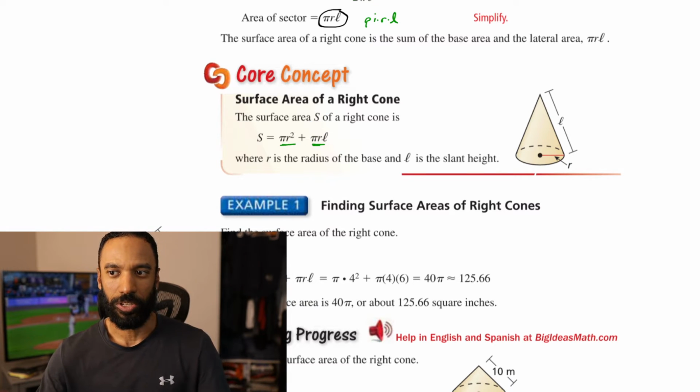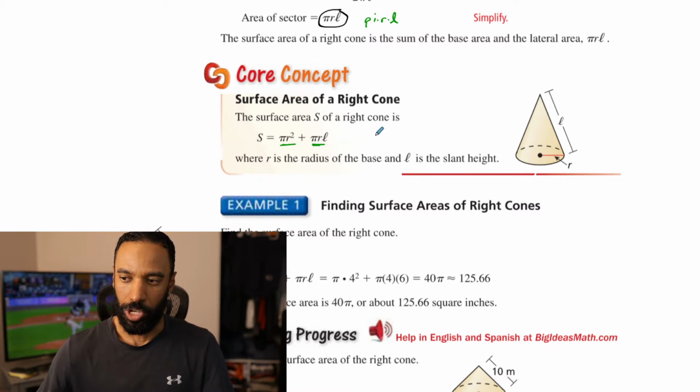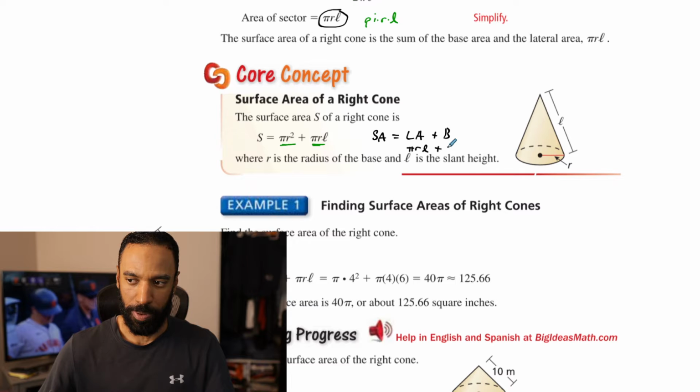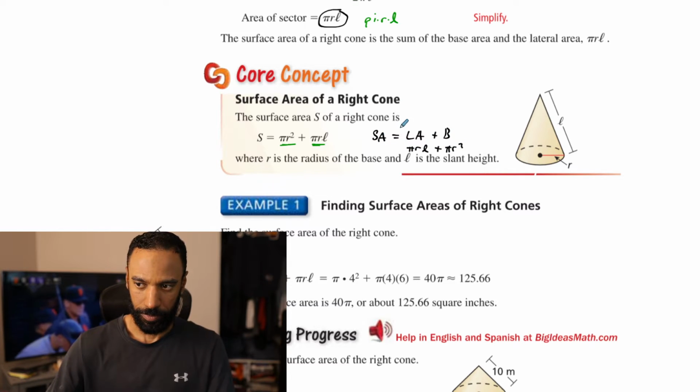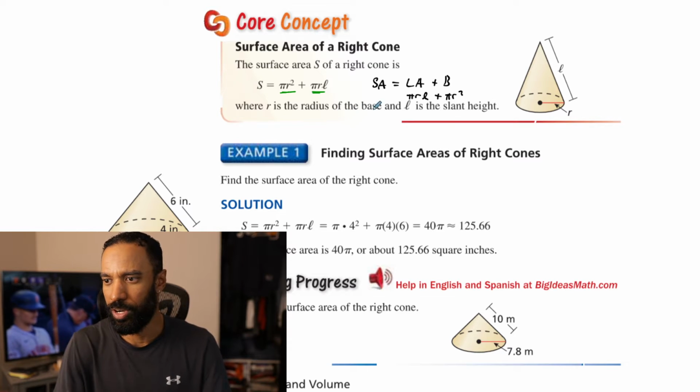I tend to say lateral area. So here's what I tend to do. Surface area equals lateral area plus base area. So if I ever write pi rl plus pi r squared, same thing. That's what we get. And I use 2 letters for some reason for surface area.